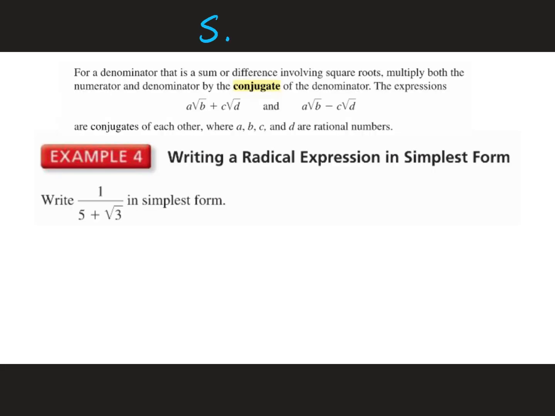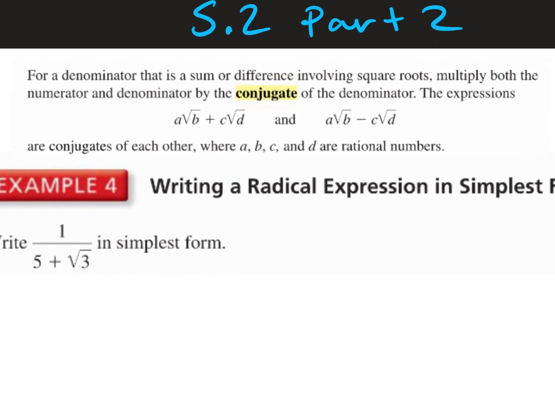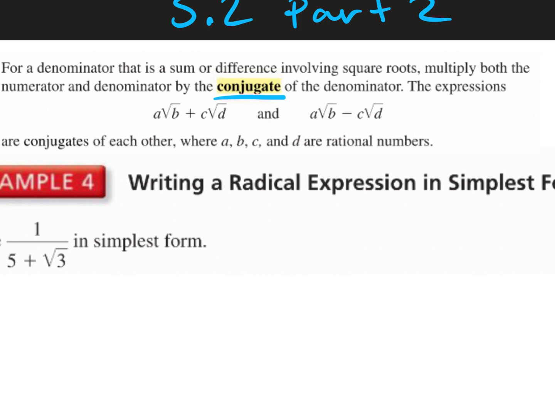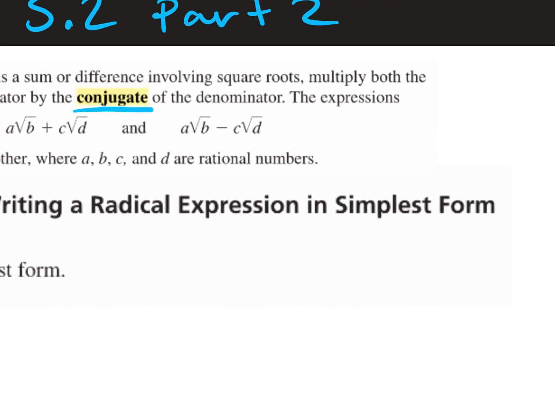All right, so 5.2 part 2. So we talked about this yesterday. We can't have a radical in our denominator for our answer to be in simplest form. So one way that we can get rid of the radical in our denominator is by multiplying by the conjugate of it. So if I had something like 2 plus square root 5, what would the conjugate of this be? 2 minus square root 5.